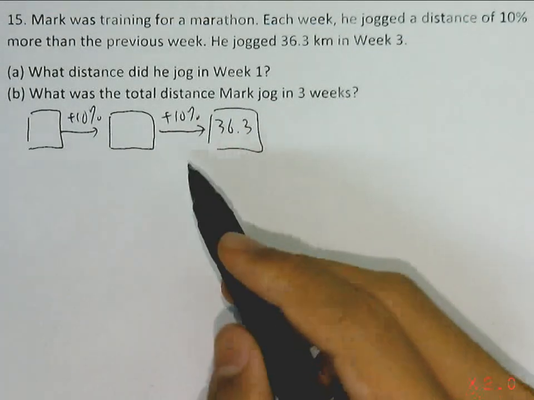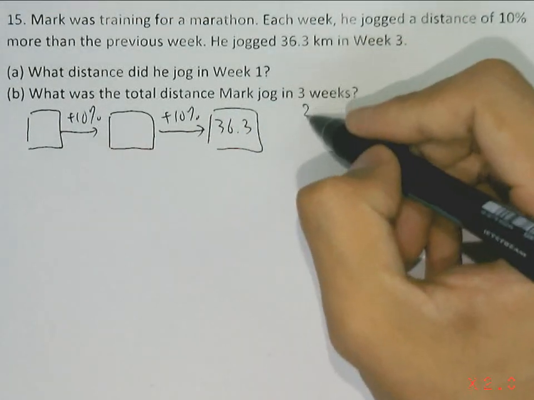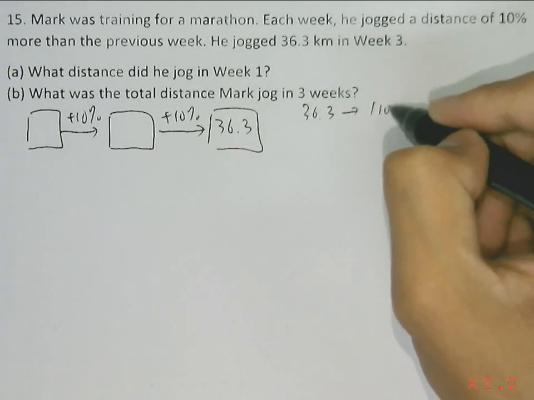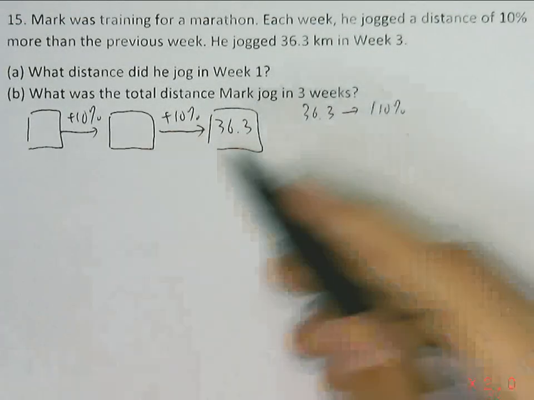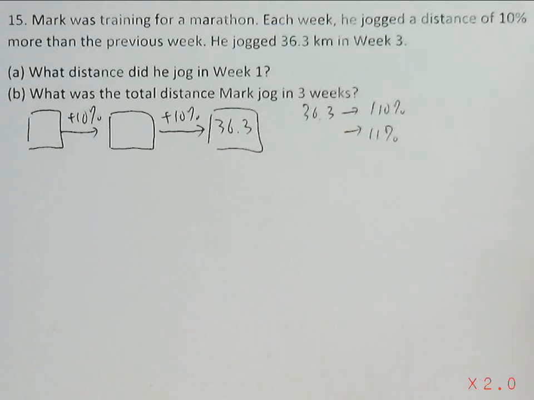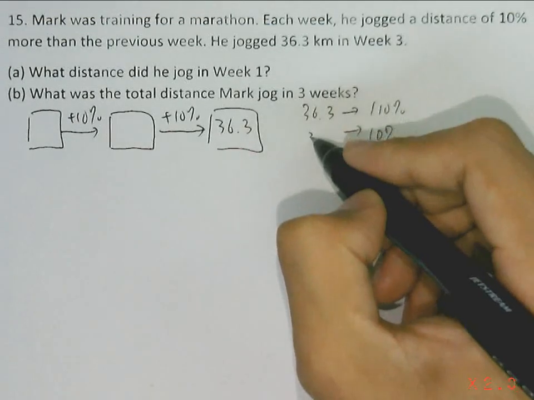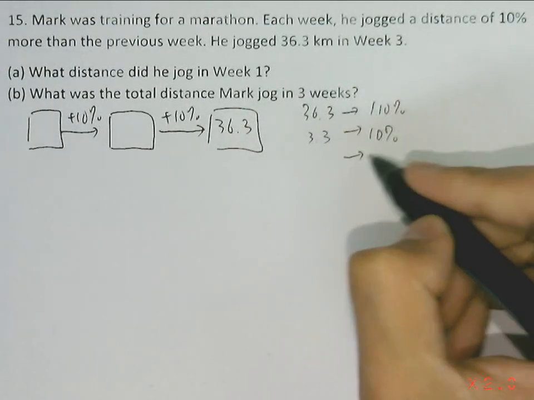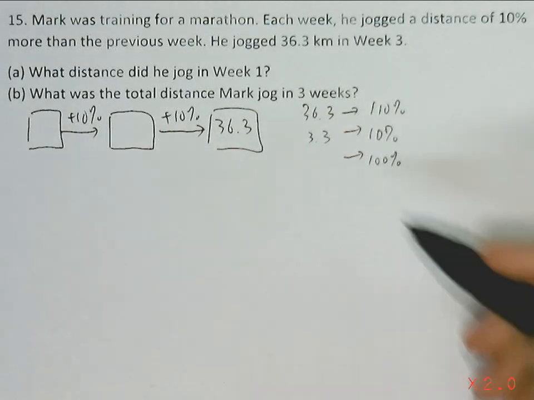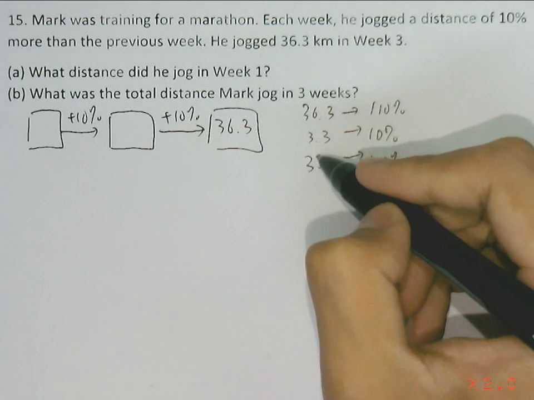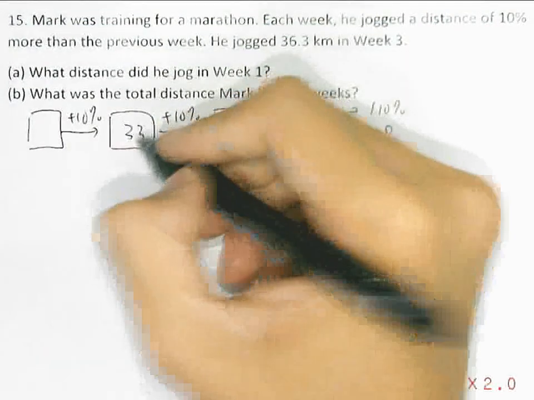So to find the distance traveled in week 2, we know that 36.3 is 110% of week 2's distance. So we will first find 10% by dividing by 11. So 36.3 divided by 11 will give us 3.3 kilometers. Next, we can find 100% by multiplying by 10. So that gives us 33 kilometers for week 2.